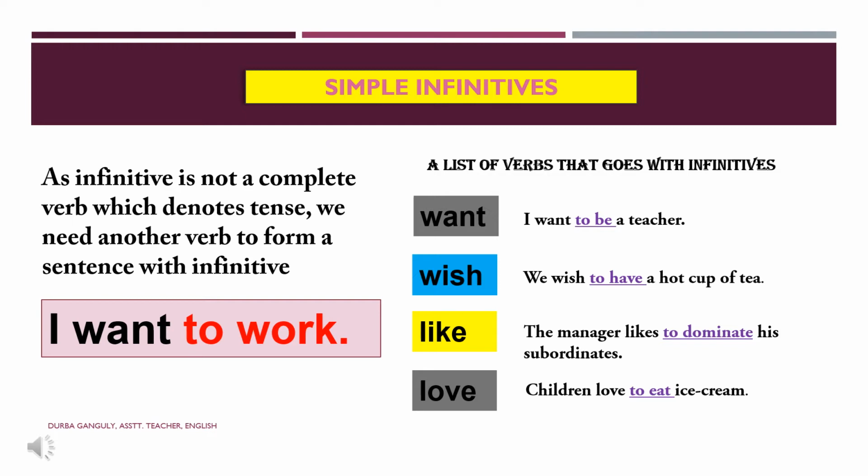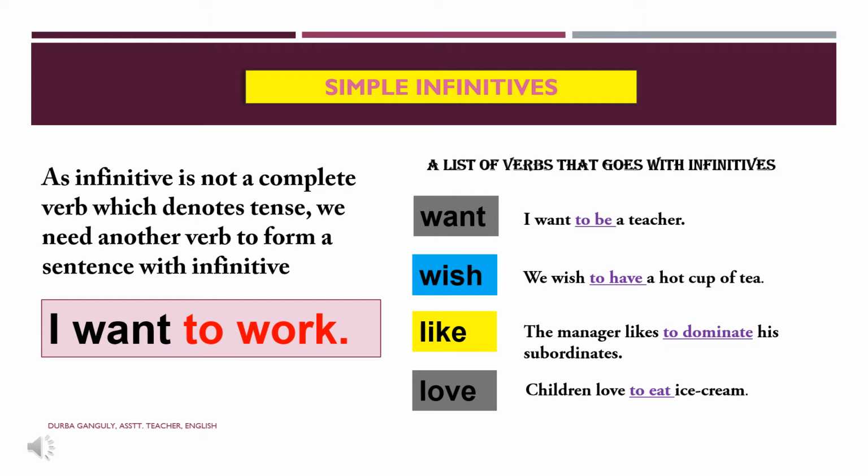Like, I want to work. To work is an infinitive. But you have to add another verb like want before this. So, I want to work. This is a simple sentence with infinitives. Here, want is the verb and to work is the infinitive. Likewise, I wish to go there. So wish is a verb, to go is an infinitive. So you need the verb wish to make a complete sentence with an infinitive.